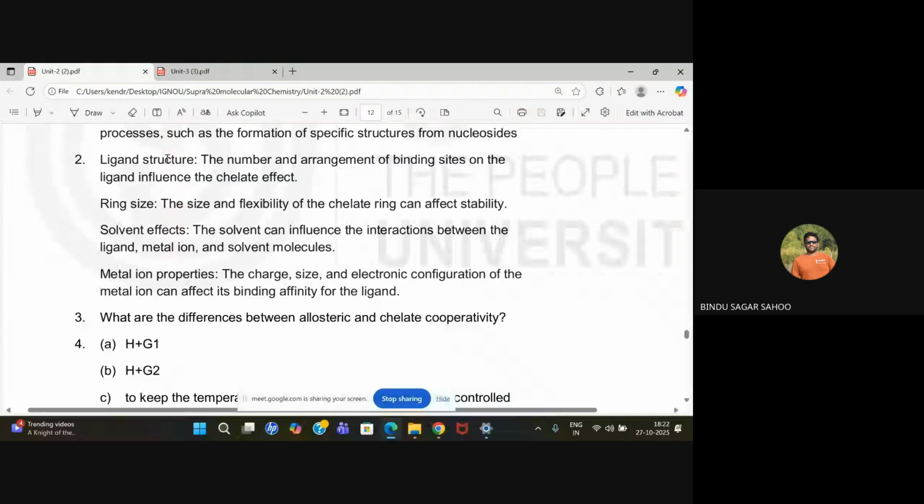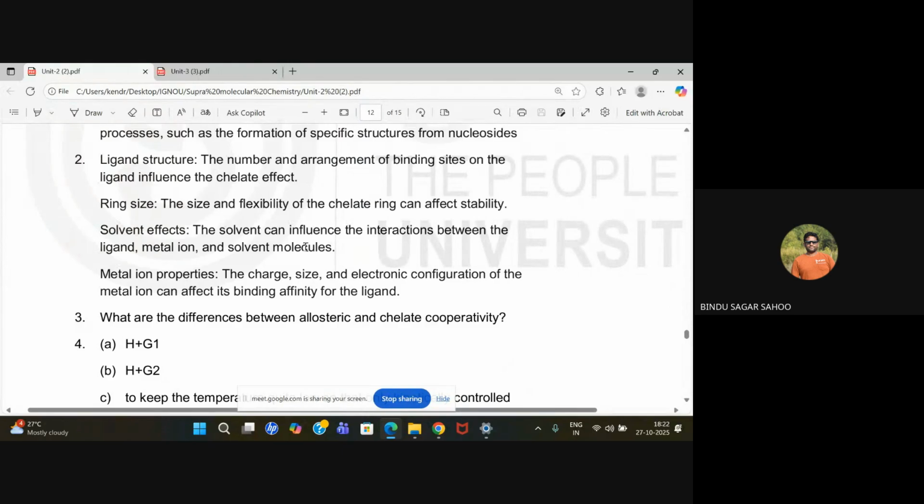Another factor is solvent effects. Solvent effects can influence the interaction between the ligand, metal ion, and solvent molecules. I told you previously, you can take a polar solvent or a non-polar solvent. If you are taking non-polar solvents, then there will definitely be a chance of forming a strong, stable complex.